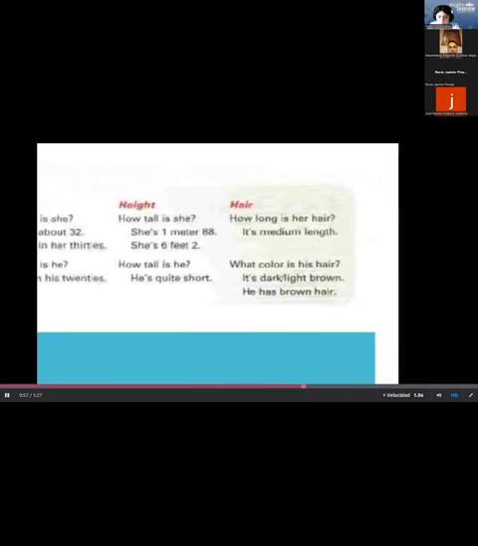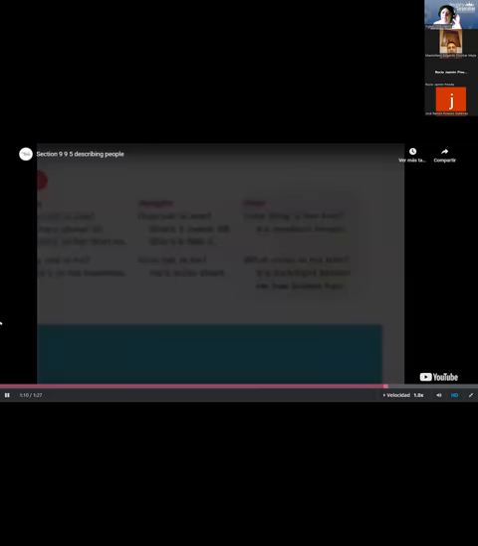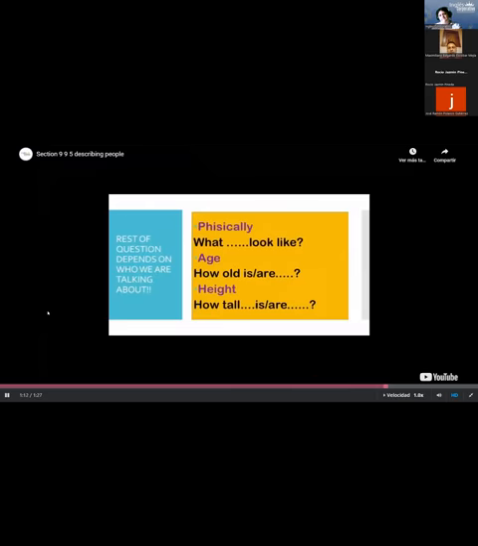Hair. How long is her hair? It's medium length. What color is his hair? It's dark brown. It's light brown. He has brown hair. When you want to know how someone is physically, we use "what... look like."